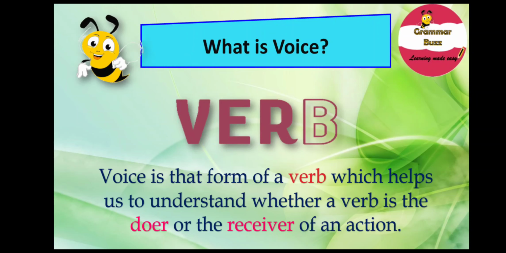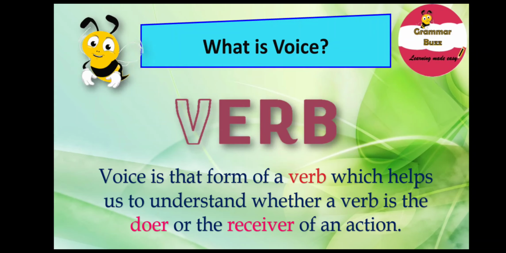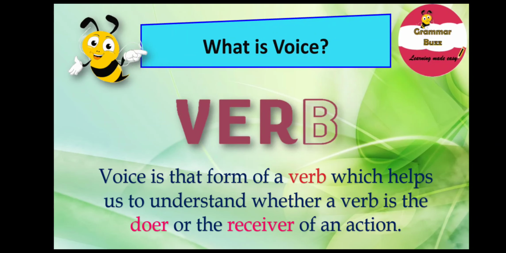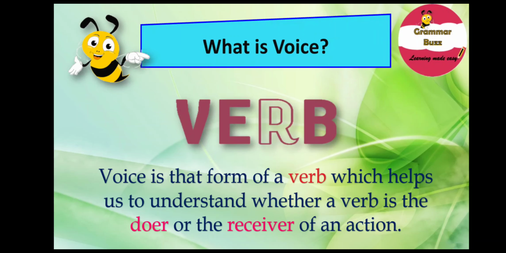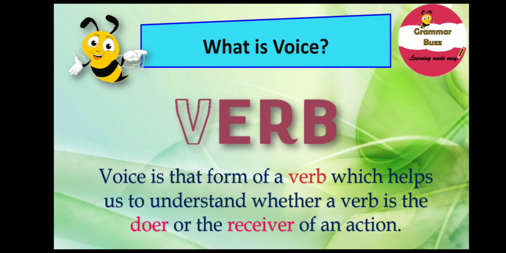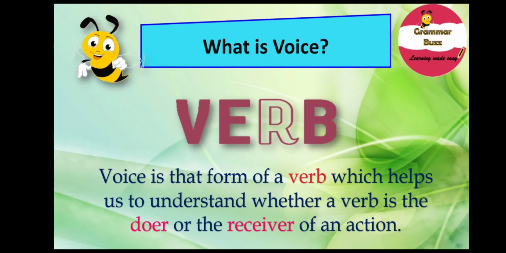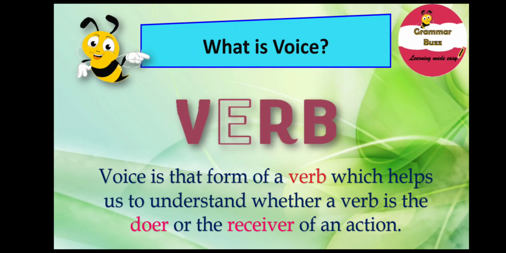When we say verb, we know that we are talking about an action. But further, verbs can have different properties that function differently. Voice is one of them. Voice is a verb form that tells us the relationship between the action and the performer. Voice is that form of a verb that helps us to understand whether a verb is the doer or the receiver of the action. In traditional grammar, voice is the quality of a verb that indicates whether its subject acts or is acted upon. So remember, voice is that form of a verb that helps us to understand whether a verb is the doer of an action or the receiver of the action.